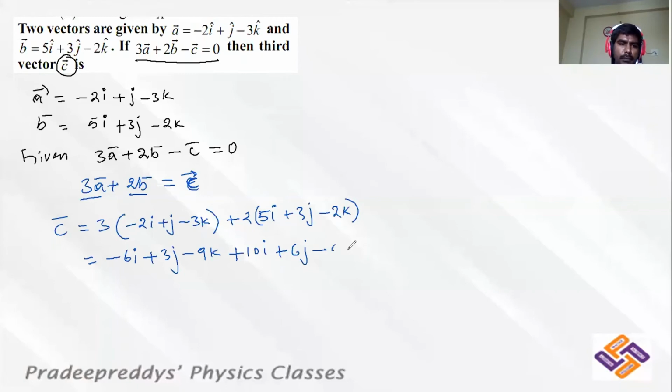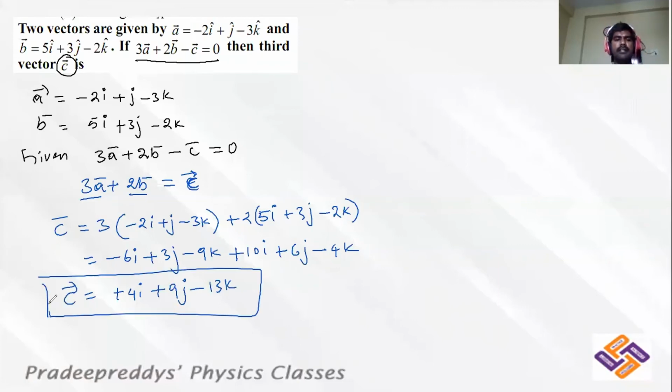Now check it. Minus 6i plus 10i is plus 4i, plus 3j plus 6j is 9j, minus 9k minus 4k is minus 13k. This is C bar. This is the resultant vector C bar.